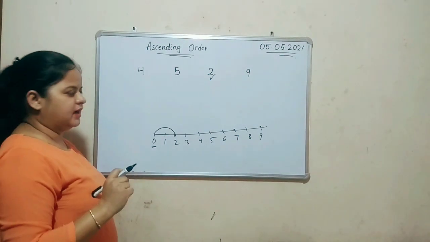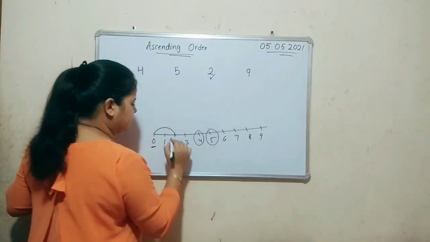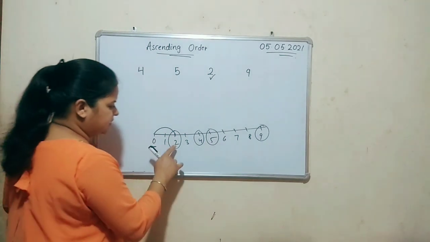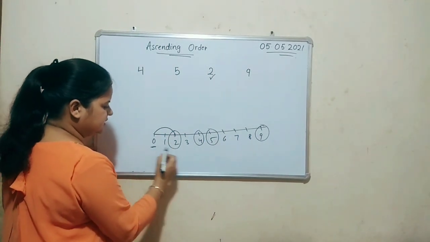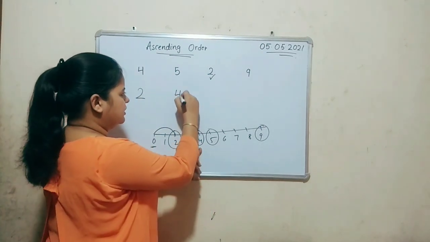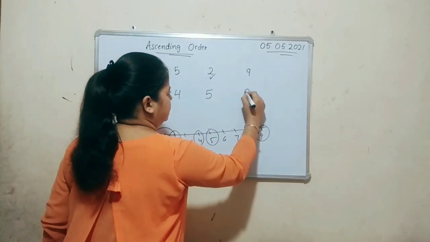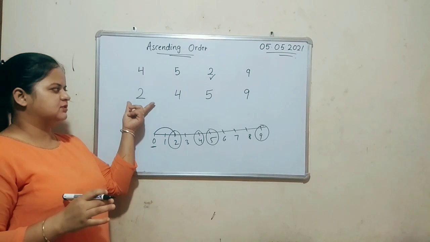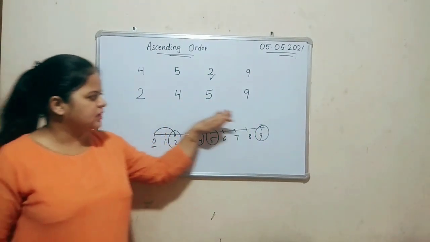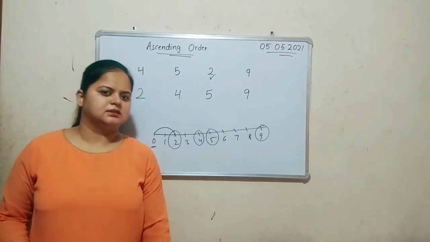Okay, which numbers we have? 4, 5, 2 and 9. We have these four numbers. Which number comes first? Means near the 0 is 2. Next is 4. Another is 5 and the last is 9. Means the 2 is smallest and the 9 is greatest number. This is called ascending order. Means smallest to greatest numbers.